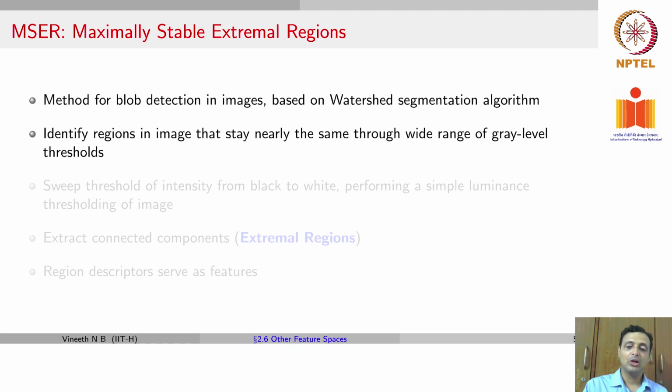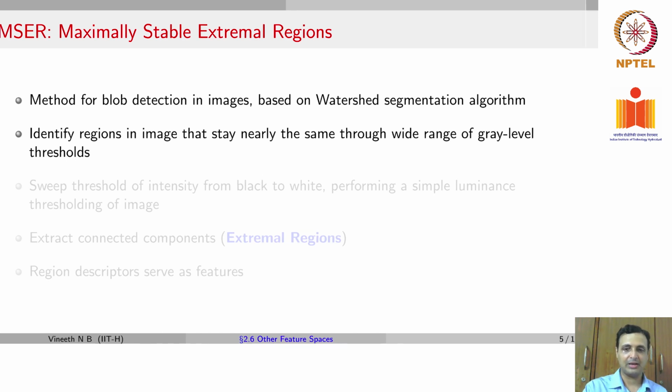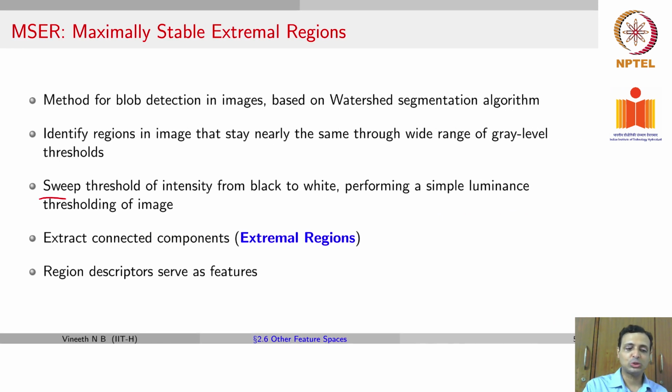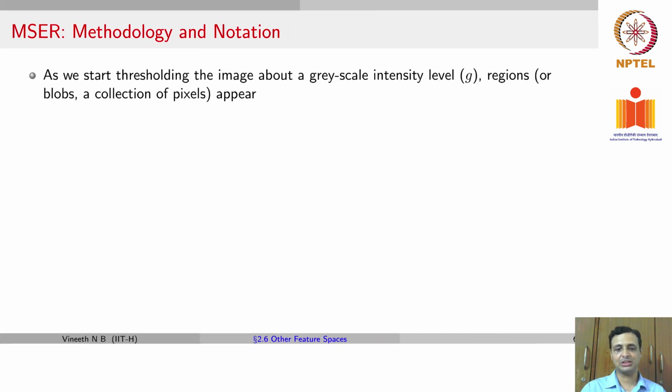And how does this work? You identify regions in an image that stay nearly the same as you keep varying a threshold. Let's try to describe this. So you would ideally sweep the threshold of an intensity going from white to black or black to white, and in each step you're simply thresholding based on that particular intensity value. So if you have an intensity of 75, everything above that is white and everything below that is black, a simple thresholding operation. Then you extract connected components within that thresholded image, and the final region descriptors serve as the features. Let's see this more clearly with some illustrations.